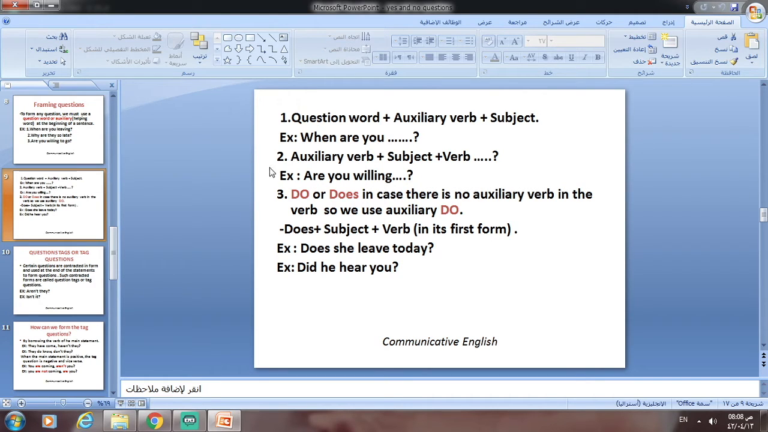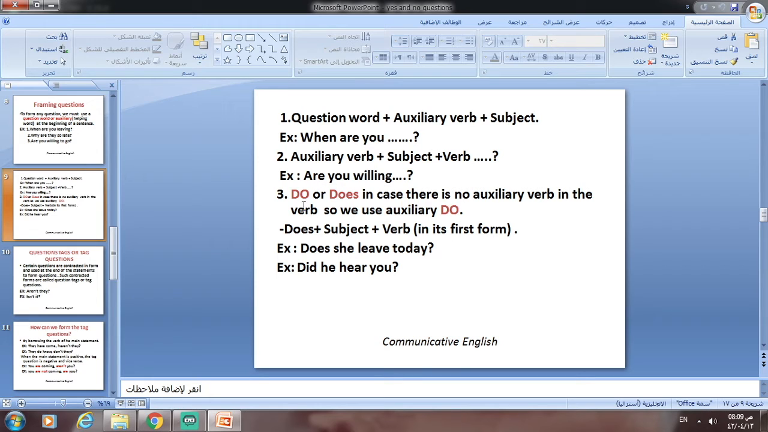Here we can remove the question word sometimes. Sometimes we can use the question word, then auxiliary verb, then subject. And sometimes we can use the auxiliary verb at the start, then we put the subject, then the main verb. So here, are you willing? For example, are you willing to go? Okay, so here we use the auxiliary verb are.